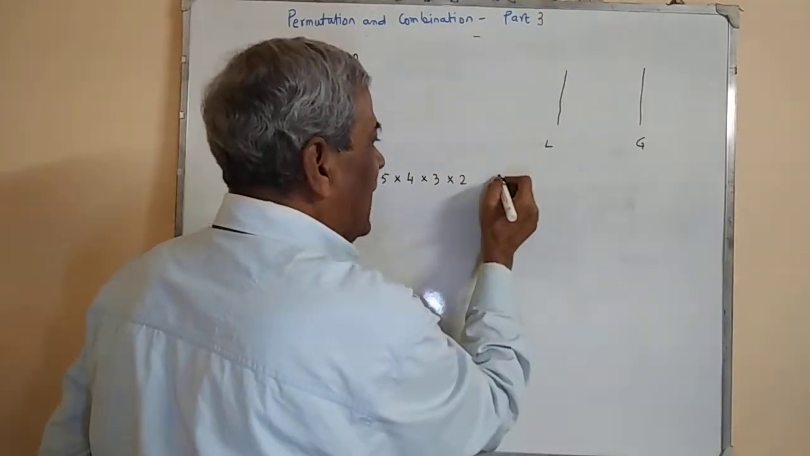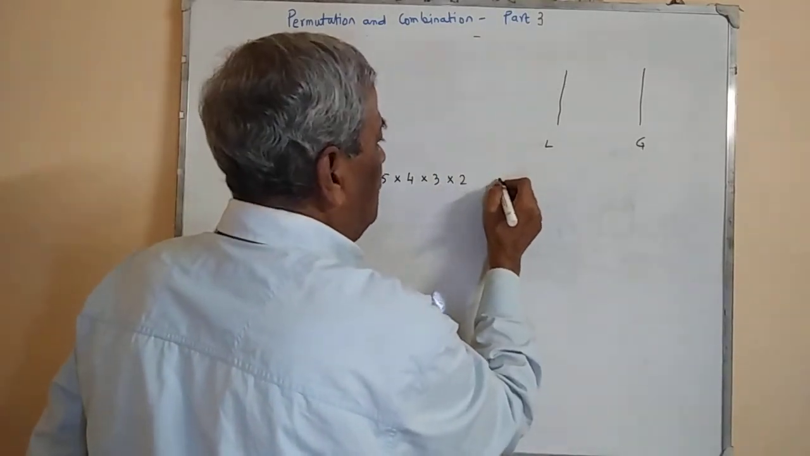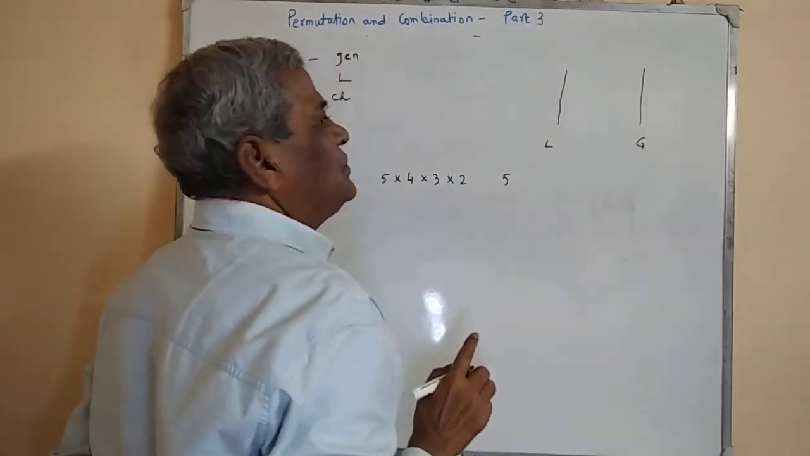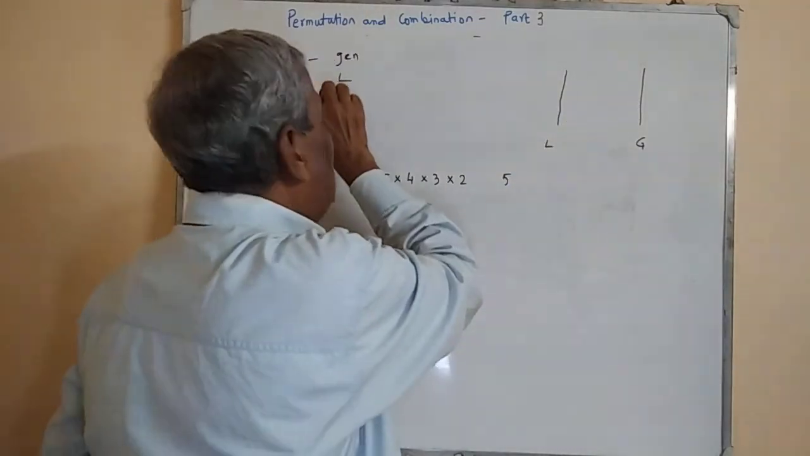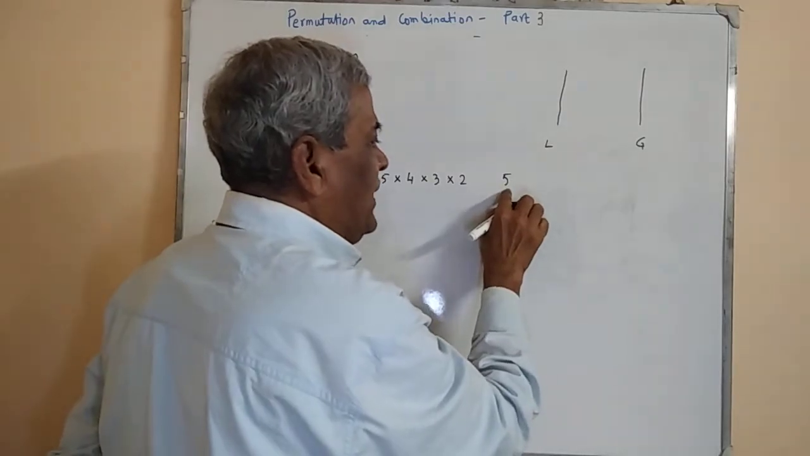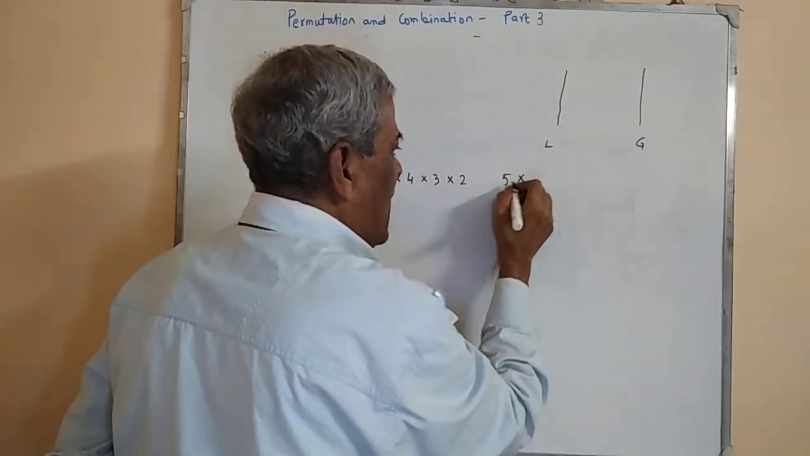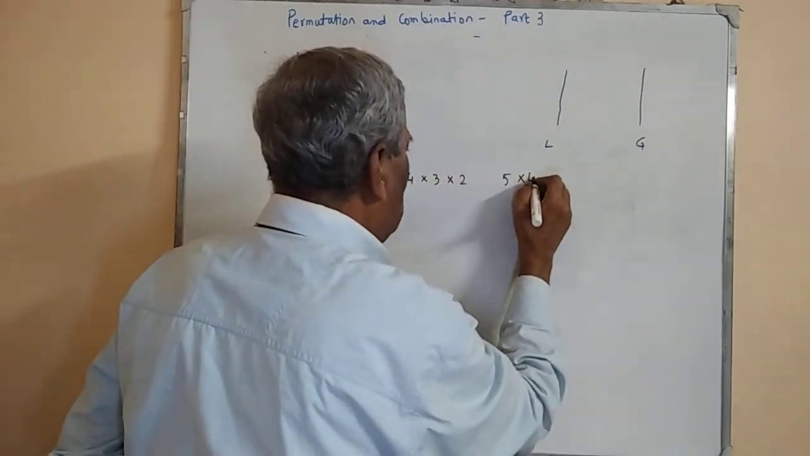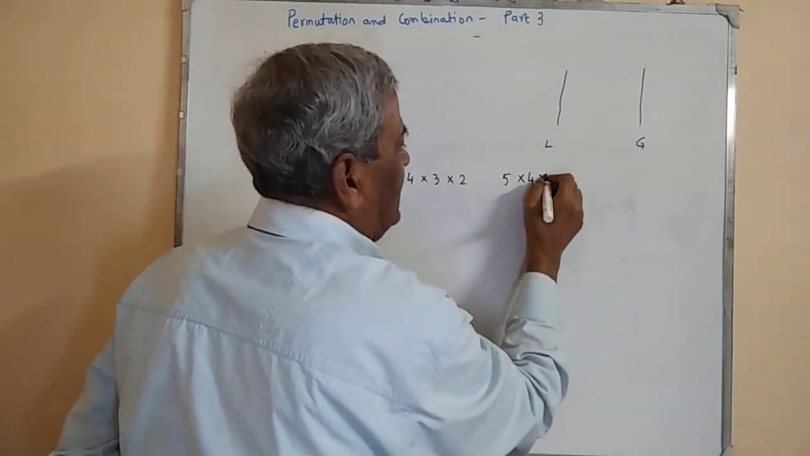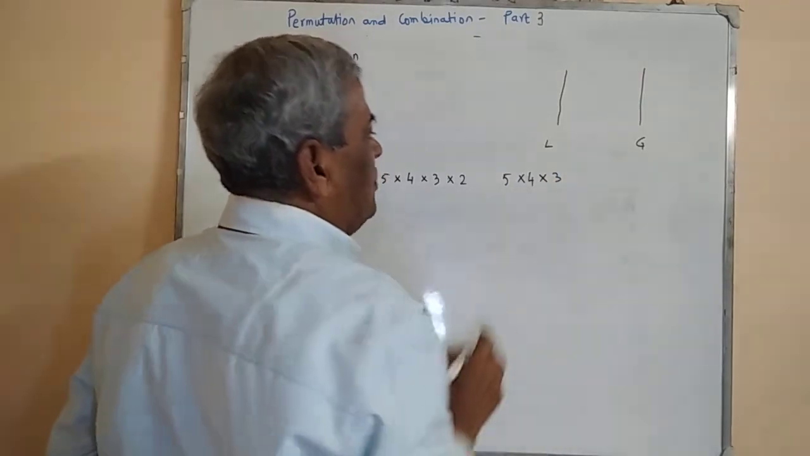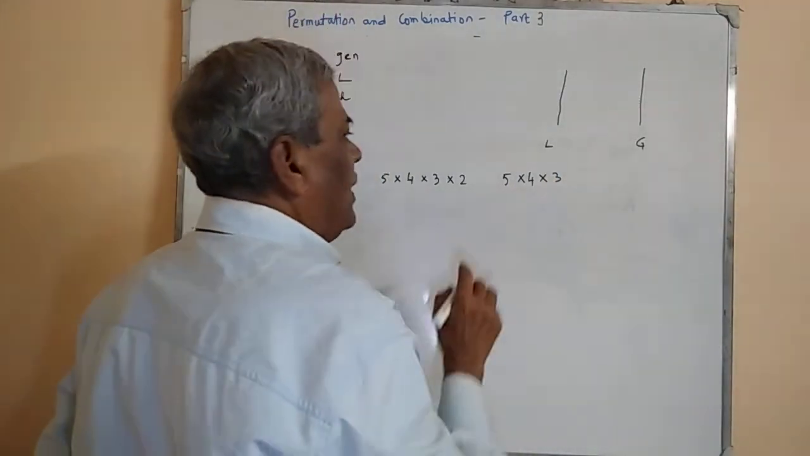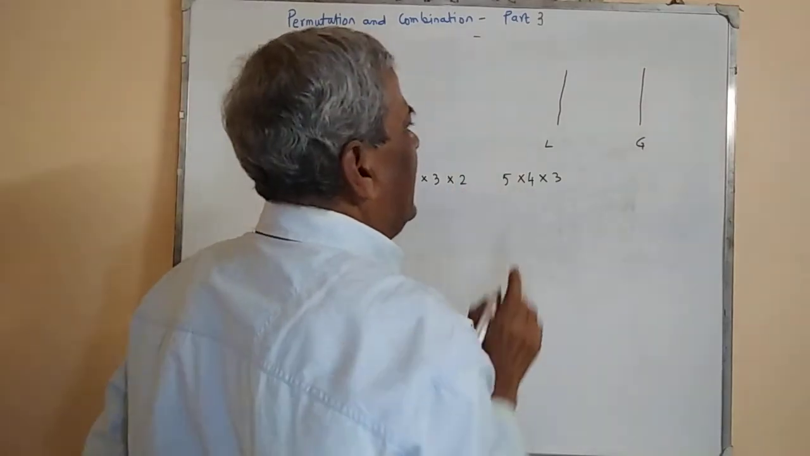The first lady can be seated in five different ways because there are five sitting arrangements. After filling one, the second lady can sit in four different ways, and the third lady can be seated in three different ways. So 5 into 4 into 3.